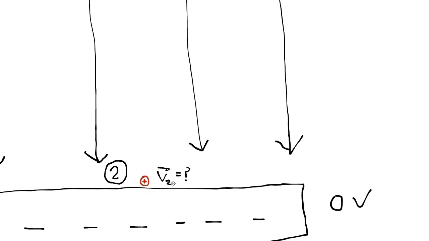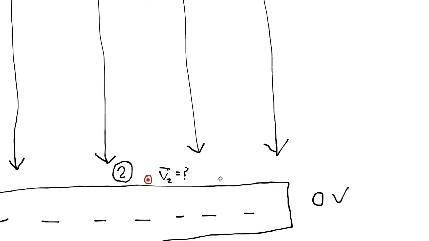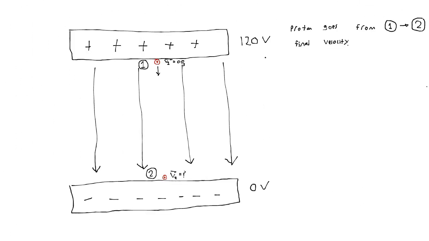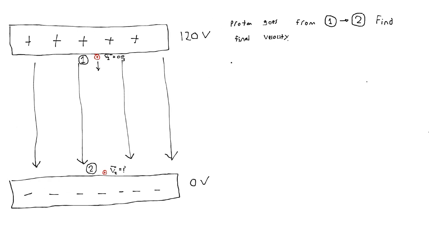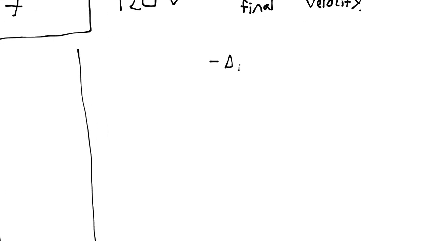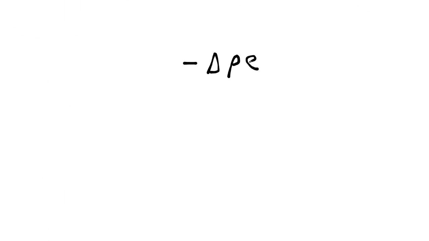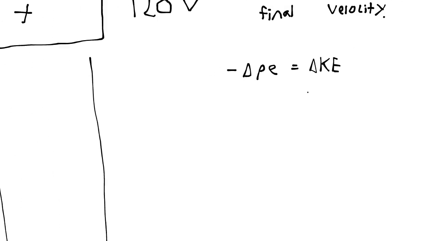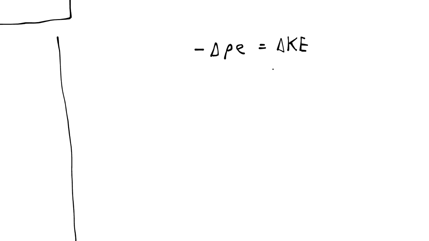And its potential difference at this point is 0 volts. So it's going from 120 volts to 0 volts. So let's use this equation right here. So negative difference of potential energy is going to equal difference of kinetic energy. Okay. So let's fill this in for what we know.